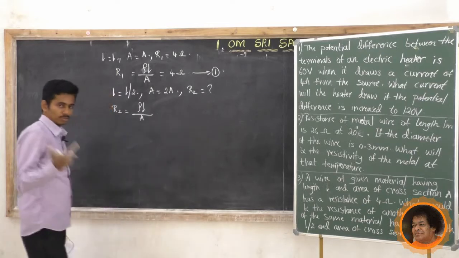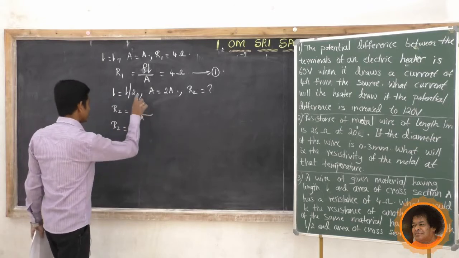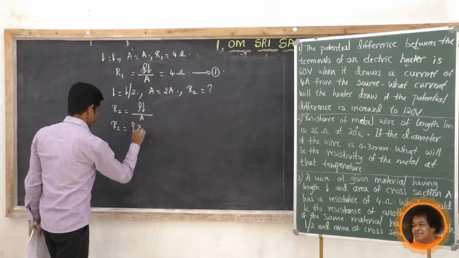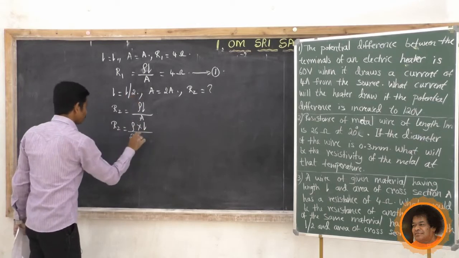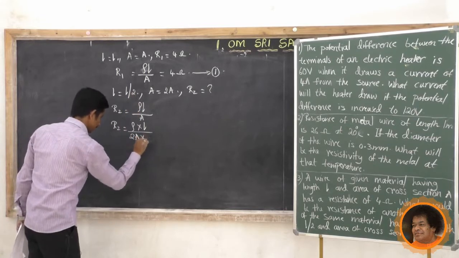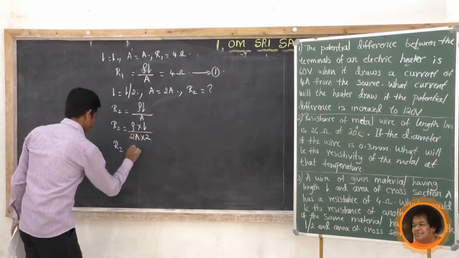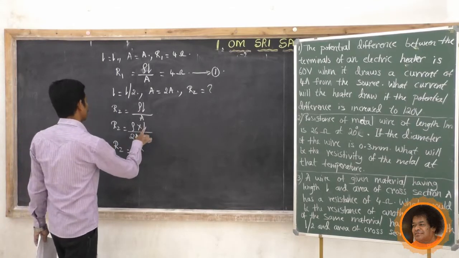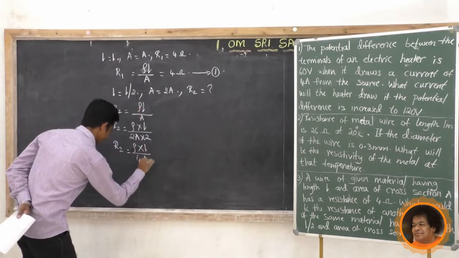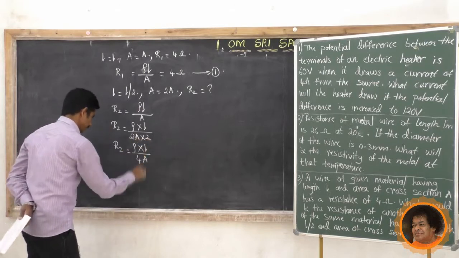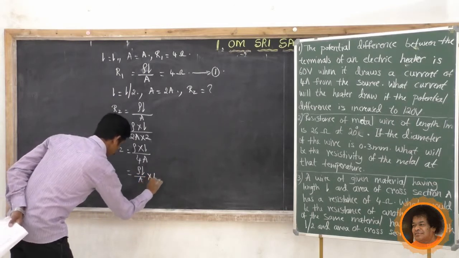We don't know the value of that resistance. So R2 equal to rho L by A, where A is 2A and L is L by 2. So this 2 moves to the denominator. This is 2A into 2. Or R2 equal to rho, write rho as it is, L, over 4A. 2 into 2 is 4. So 4A. Or we can write rho L by A into 1 by 4.